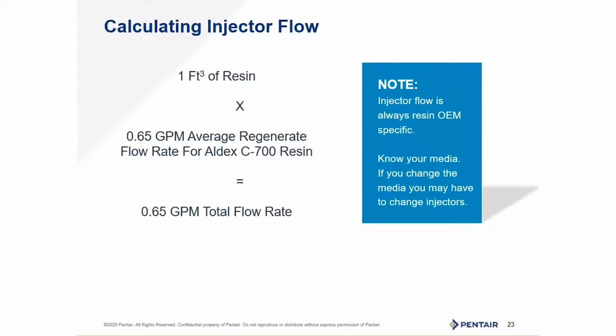Now, injector flow is always resin OEM specific. Know your media. If you change the media, you may have to change injectors. So if we were doing 1 cubic foot, I'm going to use the 0.65 for this resin. At 1 cubic foot, it would be 0.65 GPM. For a 10 cubic foot softener, you just put 10 into here. 10 times 0.65 would be 6.5 gallons per minute regenerant flow. Okay.